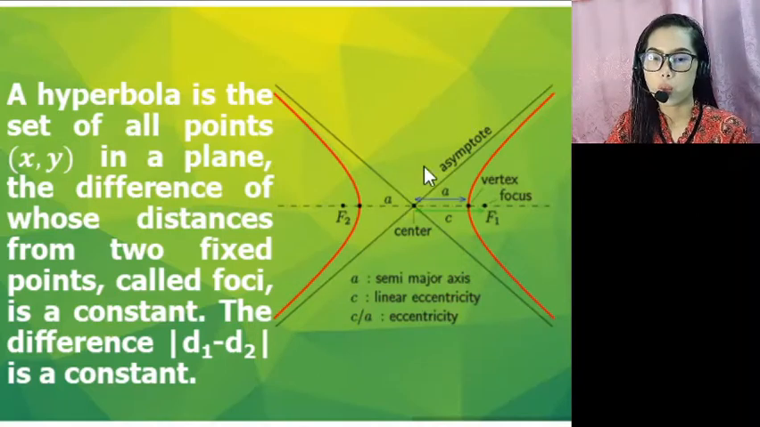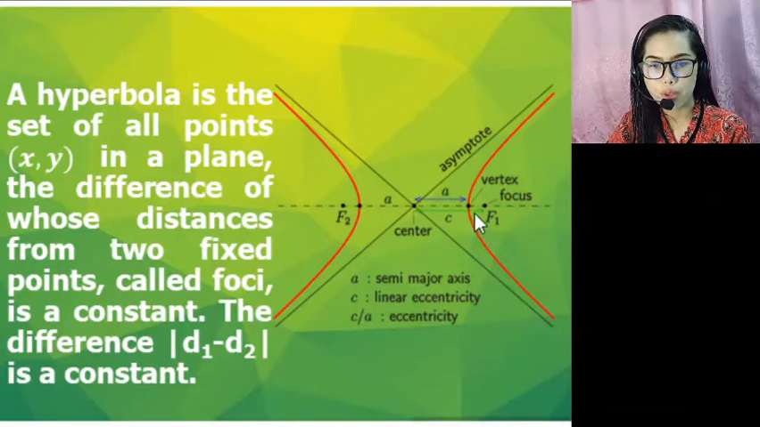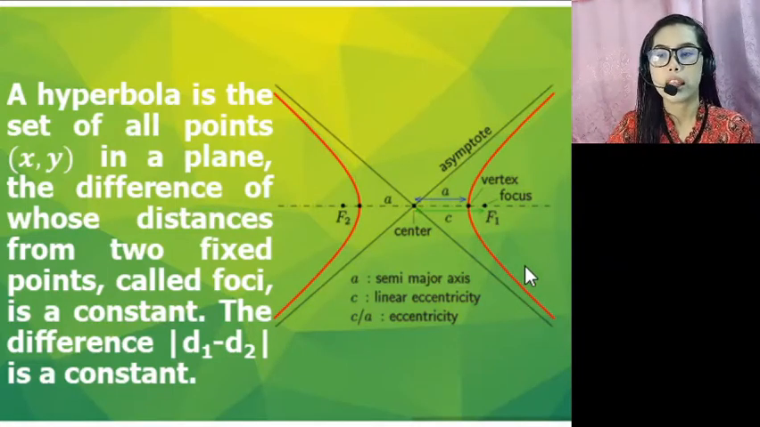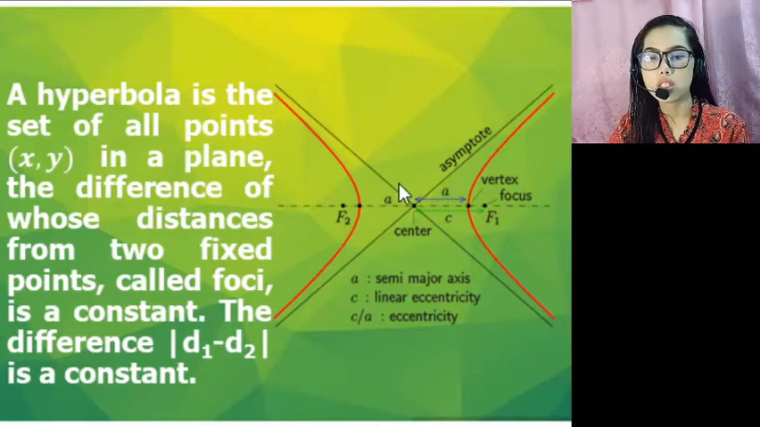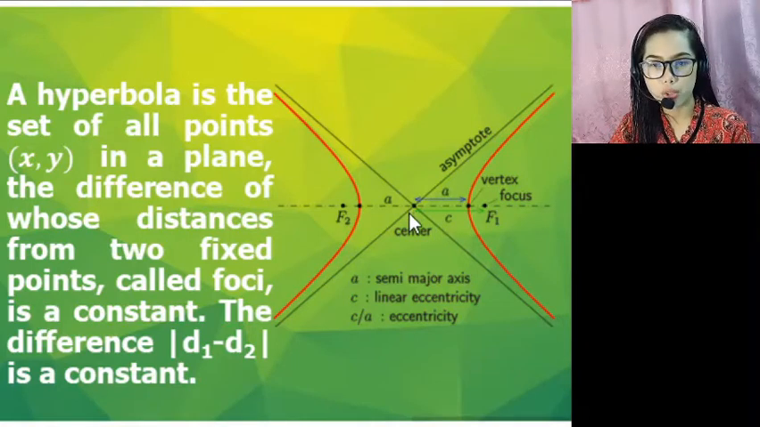Here is an example of a graph of a hyperbola. If you have noticed, we have focus 1, focus 2, the vertices, the asymptotes, and the center. You have to be reminded that a is the distance from the center to the vertex, while c is the distance from the center to one of the foci.